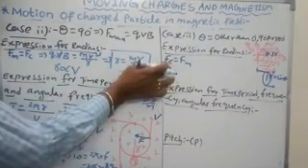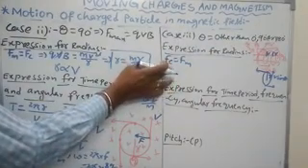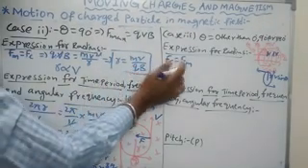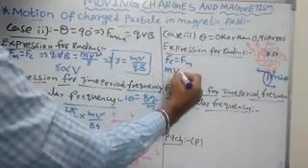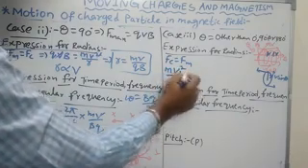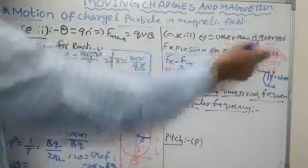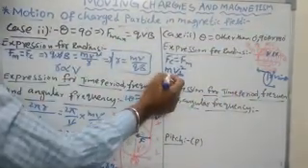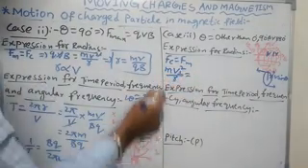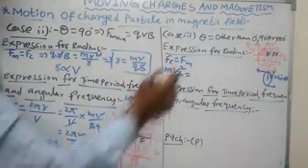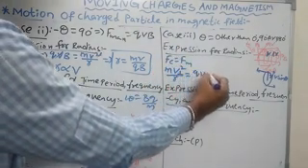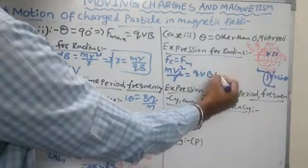For a circular path, compulsorily the centripetal force should take place. This centripetal force is balanced by the magnetic force. What is Fc here? Fc is m v perpendicular squared by r. Due to this perpendicular component only, the particle is moving along the circular path. So m v perpendicular squared by r is equal to Fm, the magnetic force, which is q v B sin theta.